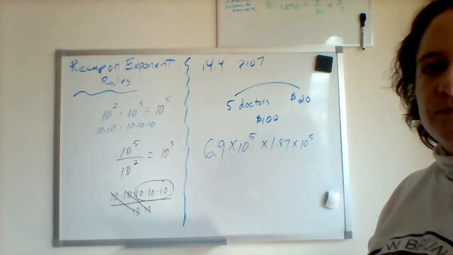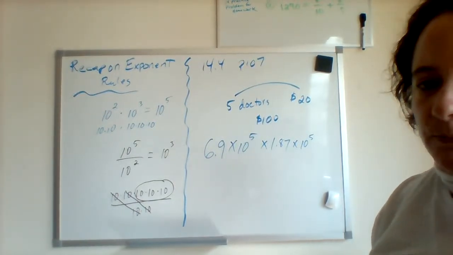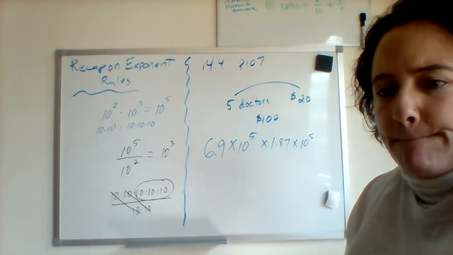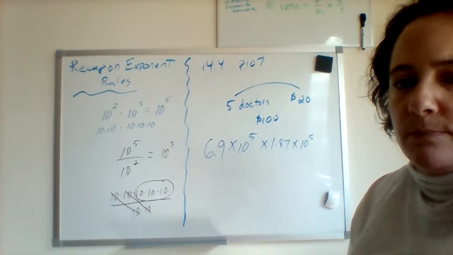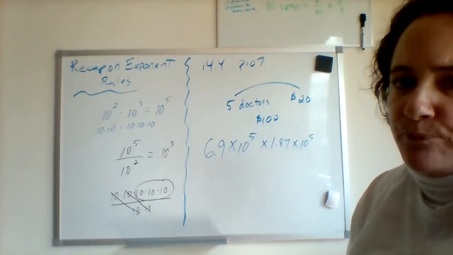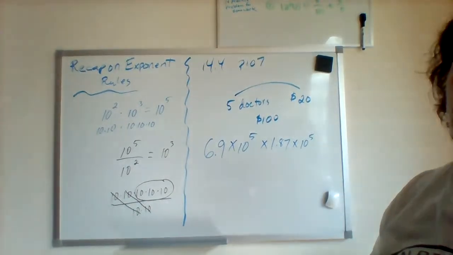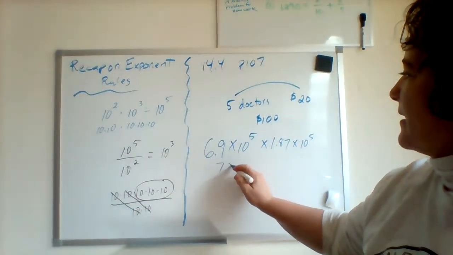Somebody type it for me. What was the key word? It was to estimate, right? I circled it for you. It's to estimate. So what do we estimate 6.9 to? That could estimate to 7.